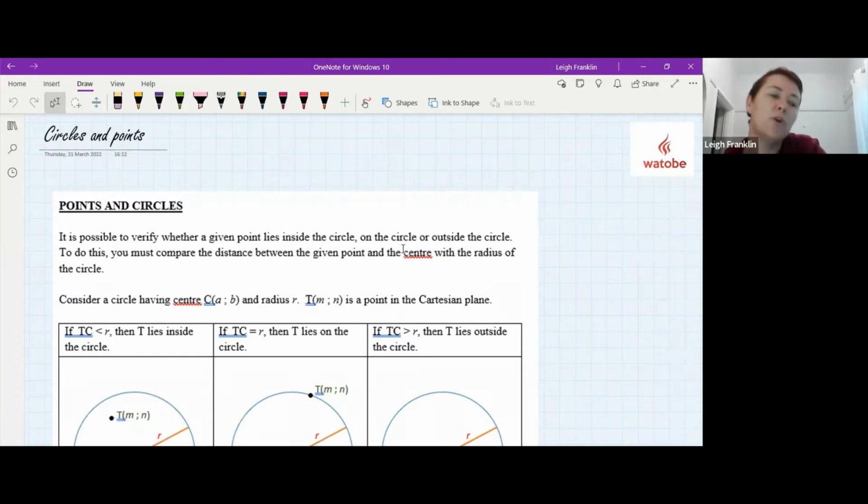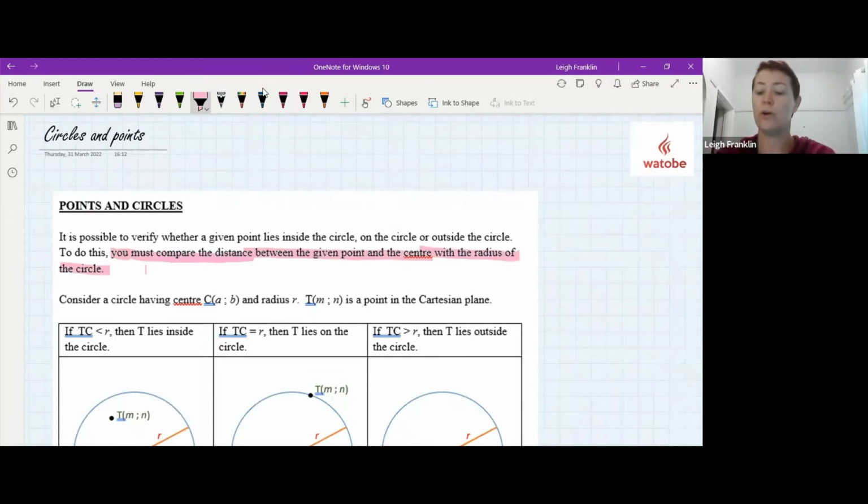So today we're going to move on and start talking about how circles interact with other objects, for want of a better word, on the Cartesian plane. The first object that we need to consider is a point. We want to consider whether a point lies inside a circle, on the circle, or outside of the circle. In order to do this, you want to compare the distance between the given point and the center with the radius of the circle. In other words, you're going to calculate the distance from the point to the center.